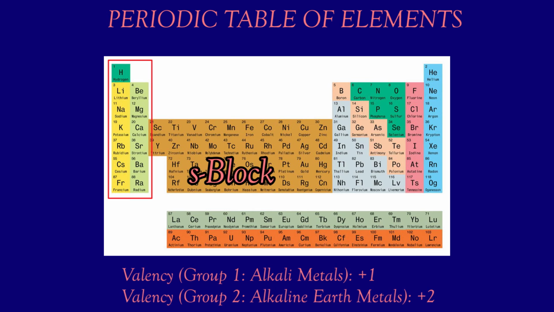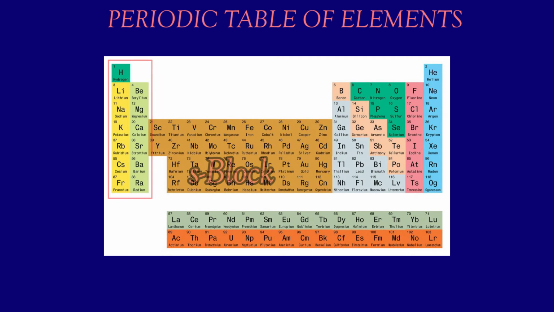We can find out the valency of group 1 and group 2 elements. All elements in group 1 will have one valence electron in a shell, that is, a valency of +1. And in group 2, we get a valency of +2. Consists of 2 electrons in the shell.